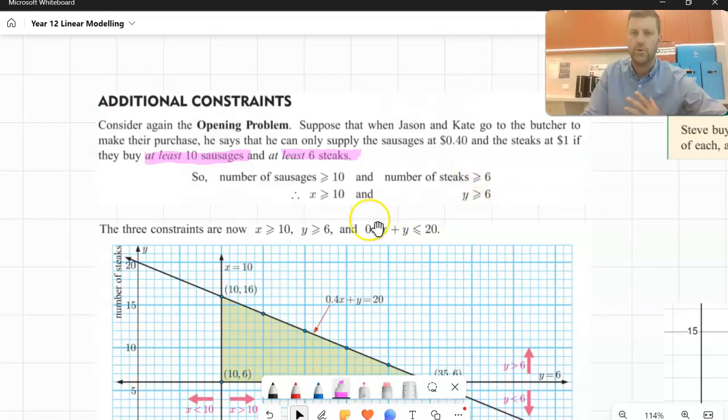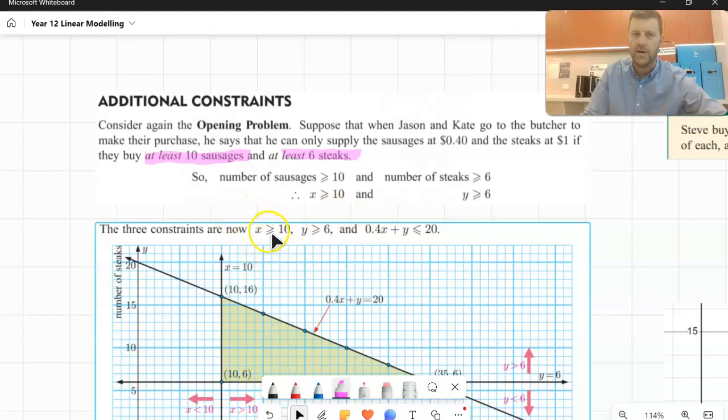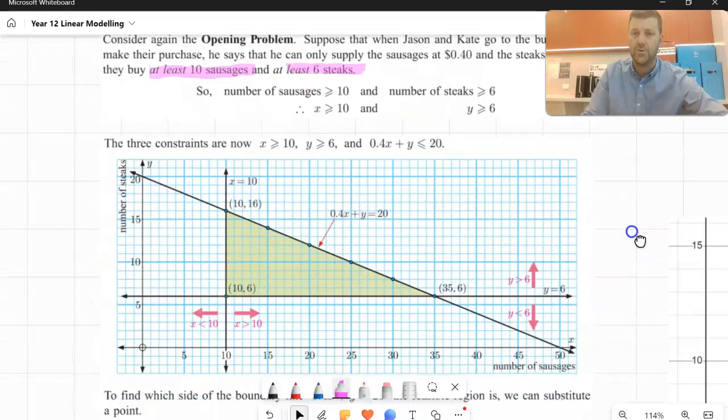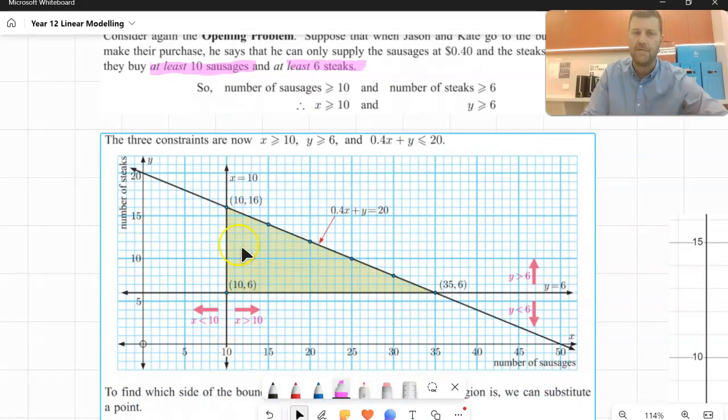So those two new constraints create two new inequalities. x is greater than or equal to 10, y is greater than or equal to 6, and those are added to the Cartesian plane or the graph that we drew in the original problem, which showed a triangular feasible region. We've basically just brought that feasible region in a little bit.